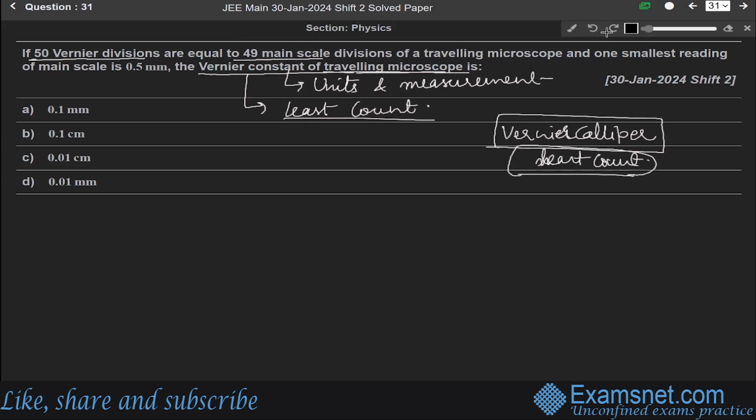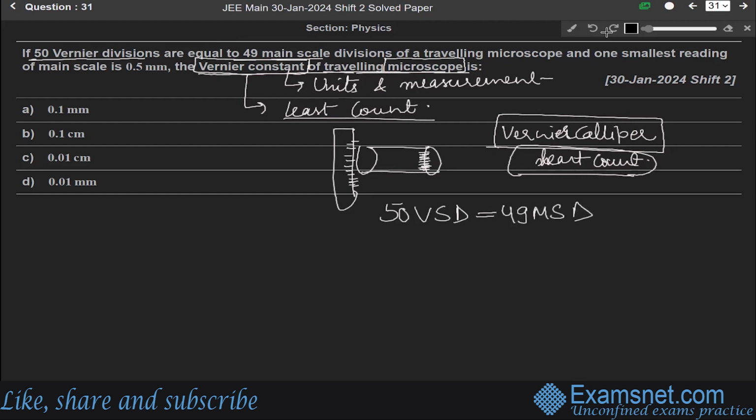A traveling microscope consists of a vernier caliper. Whatever we have to examine in the microscope, we examine with the help of the vernier caliper. So we have to find its least count. In a vernier caliper, on one side there are main scale divisions and vernier scale divisions. According to the question, 50 vernier scale divisions are equal to 49 main scale divisions.